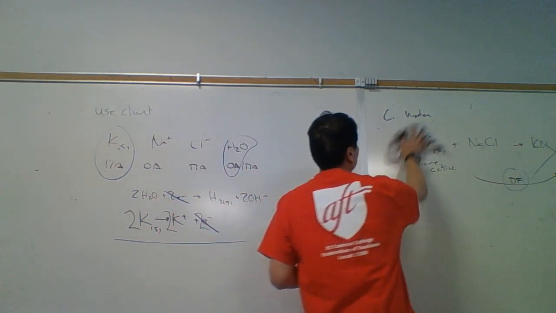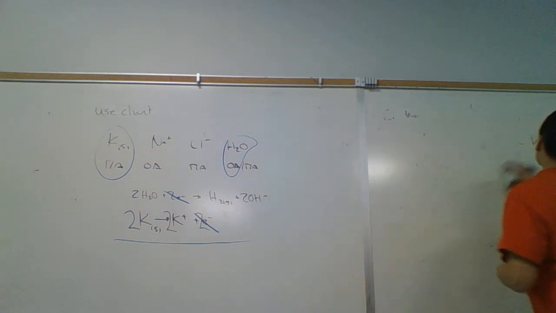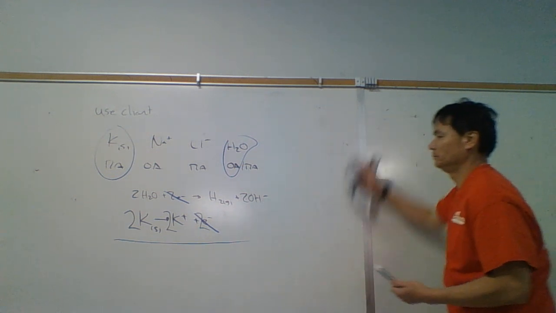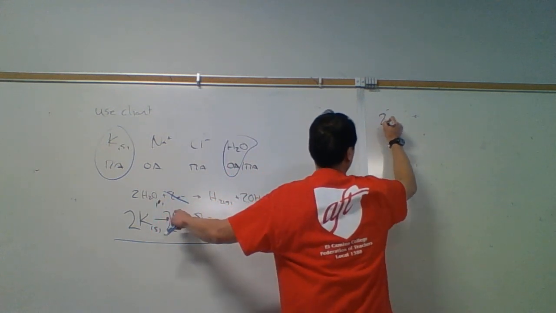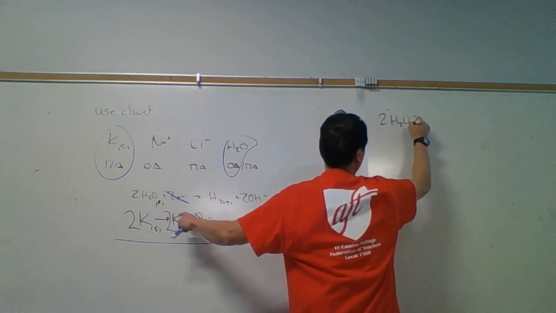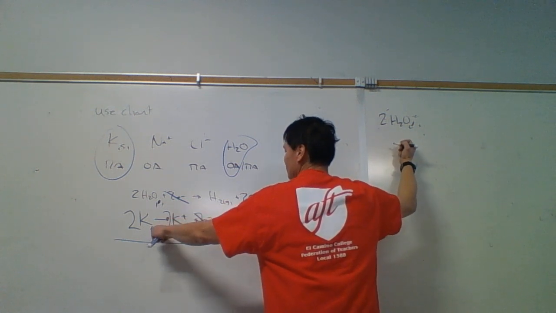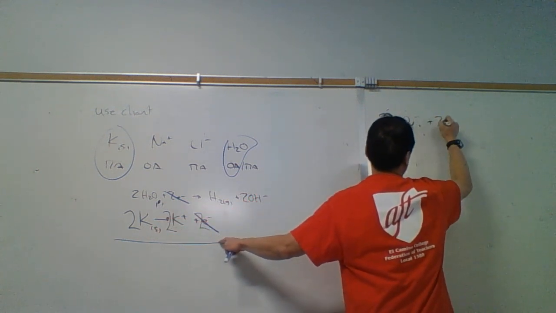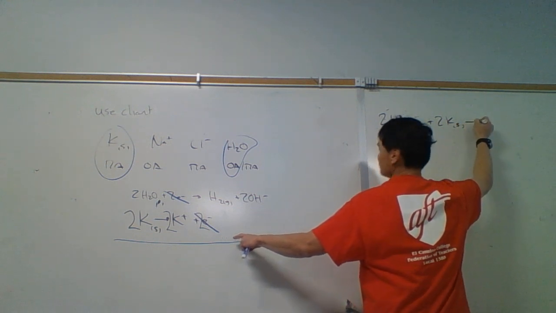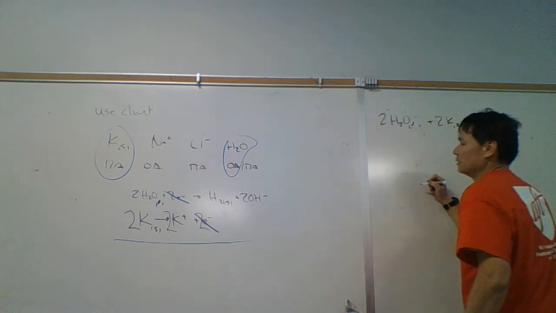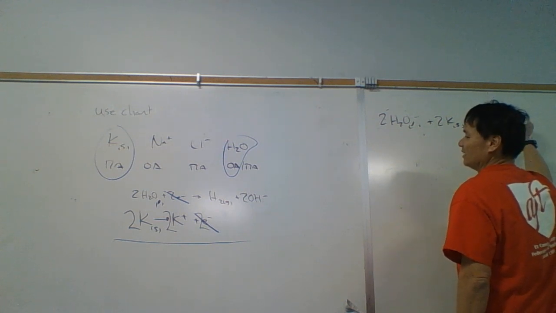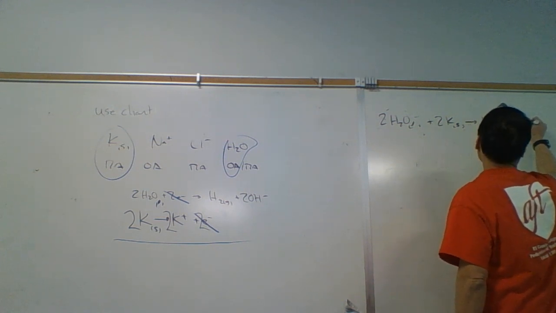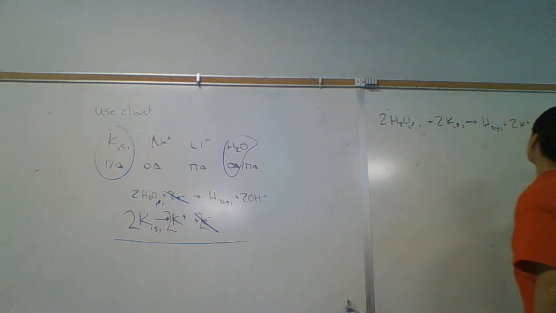2H2O plus 2K. Or would you put 2K? Yes, 2H2O. So I'm going to add up everything on the left: 2 H2O liquids, the electrons I cancel out, plus 2 K solids goes to H2 gas, 2 K plus, and 2 hydroxides. It doesn't matter which way.